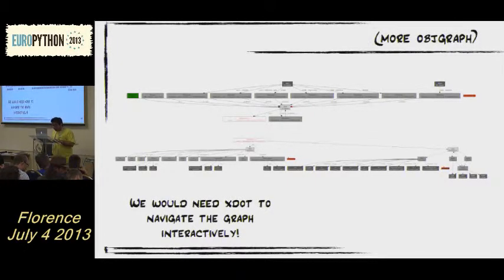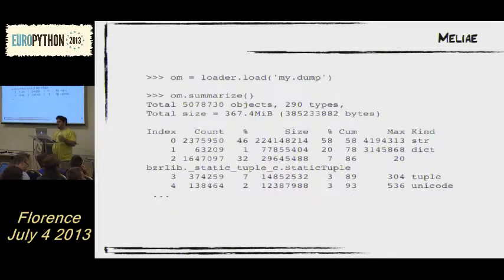So the thing is that you can just expand the part of your graph that you're interested in, so you have the big picture of how the objects are related one to the other, and you can just zoom where you want. The other philosophy that we have is that of Meliae here, and we just load the dump of memory, and we can, for example, print a summary, and we get something like what we had for CPU profiling.